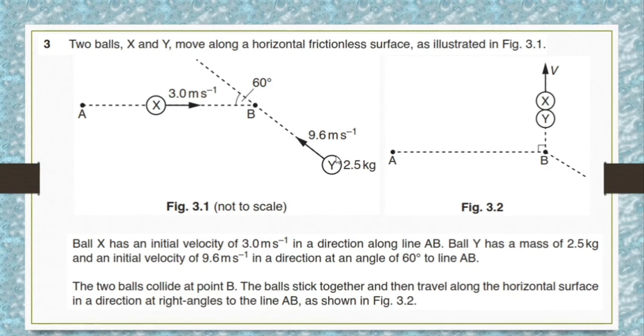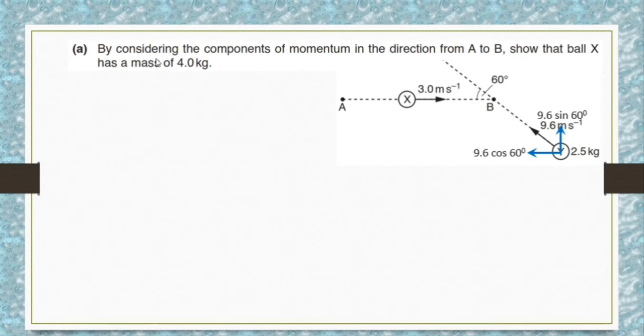First, I would like to resolve this velocity vector into its x component, which is 9.6 times the cosine of 60 degrees, and the y component, which is 9.6 times the sine of 60 degrees. In the next question, by considering the components of momentum in the direction from A to B, show that ball X has a mass of 4 kilograms.